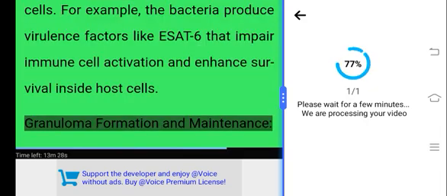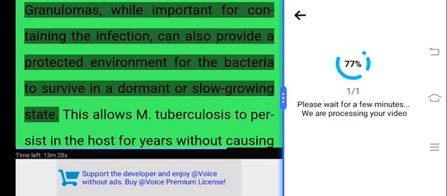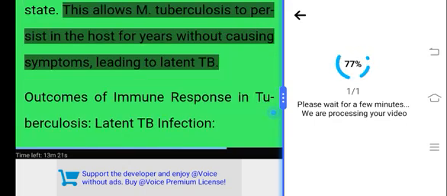Granuloma formation and maintenance. Granulomas, while important for containing the infection, can also provide a protected environment for the bacteria to survive in a dormant or slow-growing state. This allows M. tuberculosis to persist in the host for years without causing symptoms, leading to latent TB.